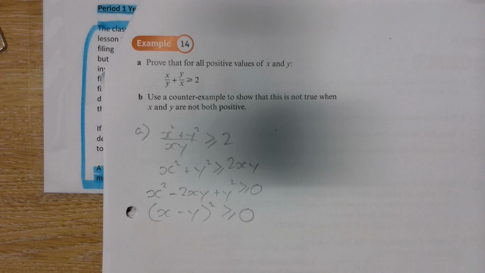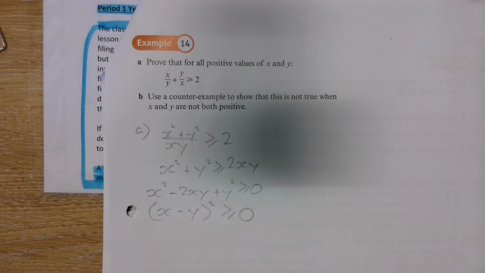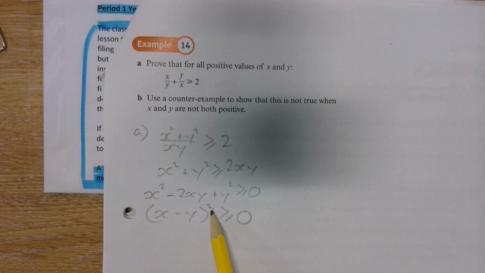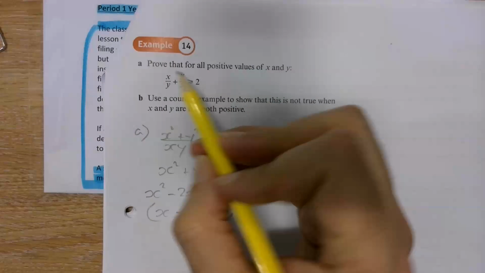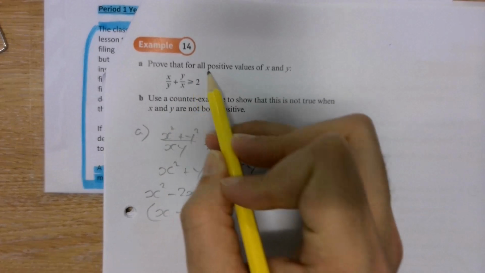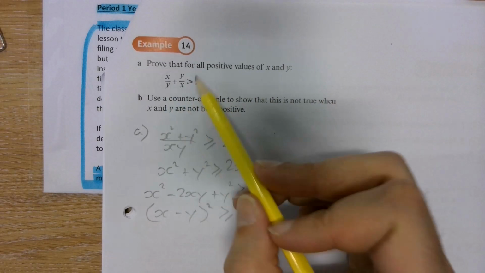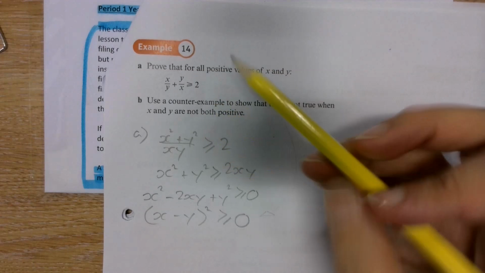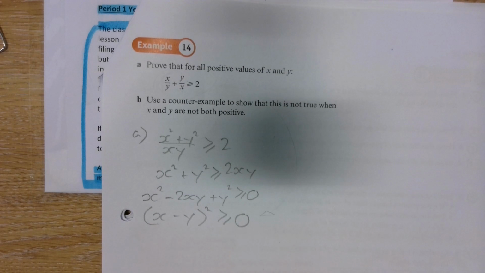So we've now got it into something where we can start making statements about it, because what do we know about when we square something? Whether it's positive or negative, it always turns positive. So go back to the original statement: prove that for all positive values of x and y, this, which we've manipulated into this, is true. So effectively now we can say, prove that for all positive values of x and y, x minus y all squared is always bigger than 0.